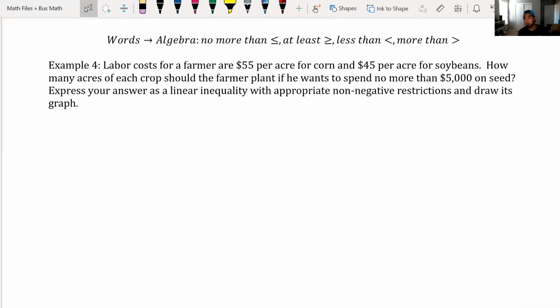Okay, so you see the little hints above. We want to translate English into algebra. So the words no more than mean we are going to use the less than or equal to symbol. And we said that we want to spend no more than $5,000 on seed. Okay, so our first step is let's go ahead and make this inequality.